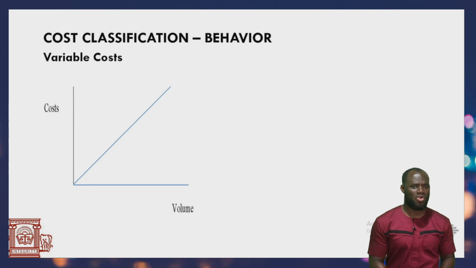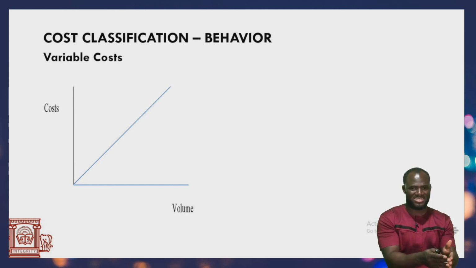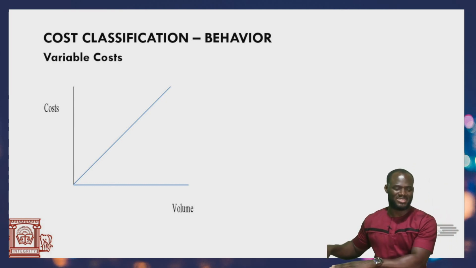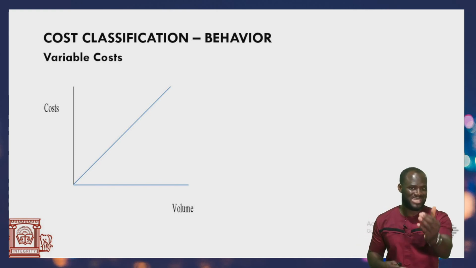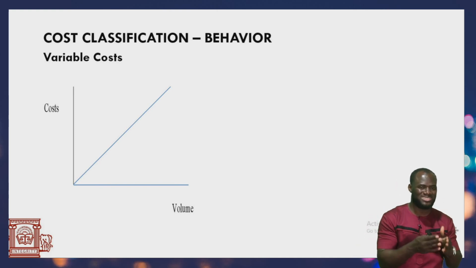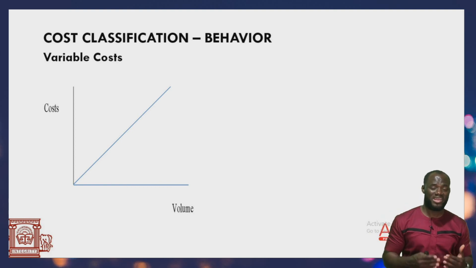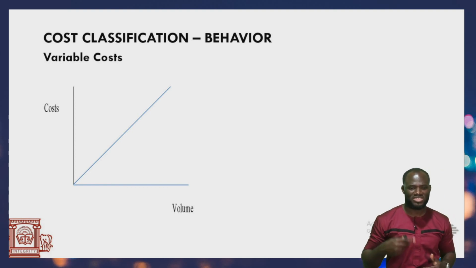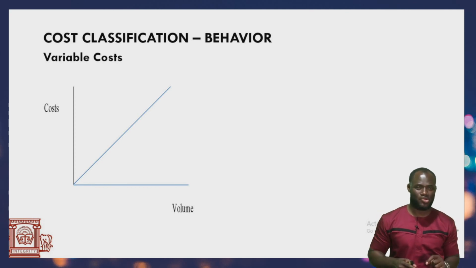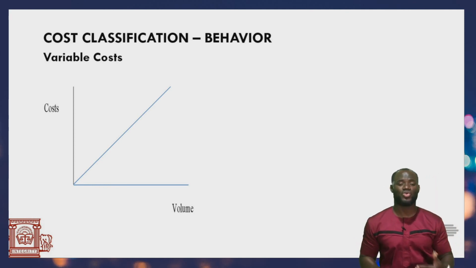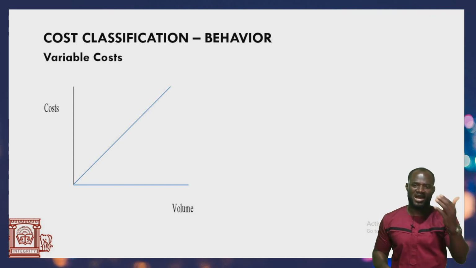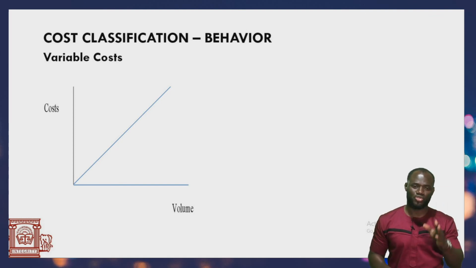So you can see cost on the y-axis and volume on the x-axis. The x-axis is the independent variable, which represents the output or volume, and the cost on the y-axis represents the dependent variable. So when volume is zero, cost is equally zero. But when activity moves to 1, 2, 3, 4, cost also becomes positive. And when production stops, costs also stop. And so that's the nature of your variable costs.